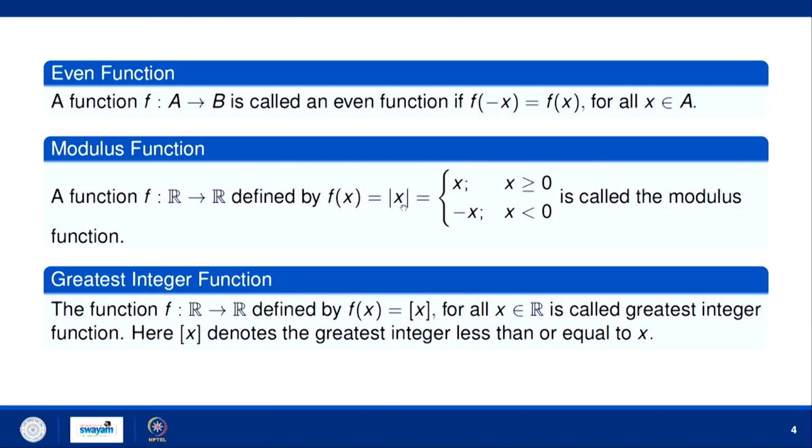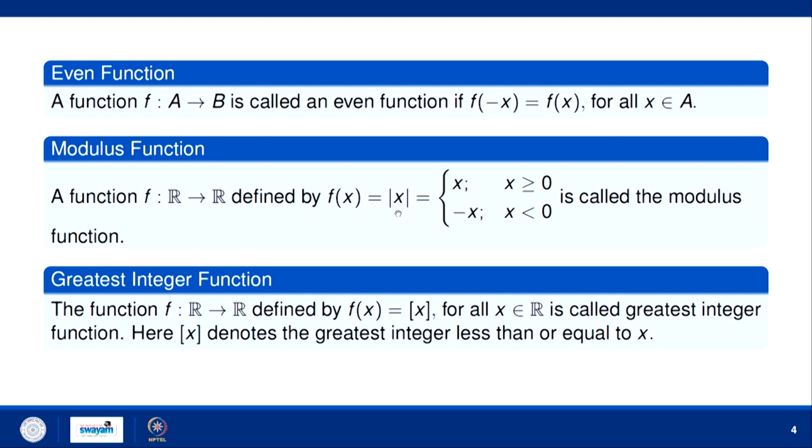Now, coming to other functions, the modulus function, a very important function. The modulus function is denoted by mod of x, and it is defined as x when x is greater than or equal to 0 and minus x when x is less than 0. That means this function is always non-negative. Okay. You take mod of minus 2. What is mod of minus 2? Mod of minus 2 is 2 itself, because minus of minus 2 is 2. So, this function is a modulus function.